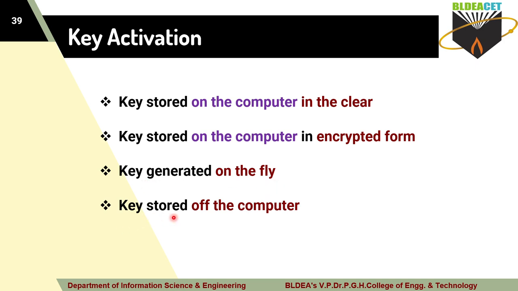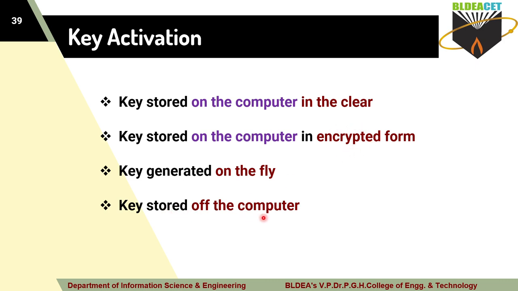Next is key stored on the computer. If you are storing the keys in the computer, either you can store that key as it is, so whoever wants to access it can directly access and use it. No extra activation step is needed here. If the key is stored in encrypted form, then if you want to use that key, first you have to make activation. For activation, you have to decrypt that key.